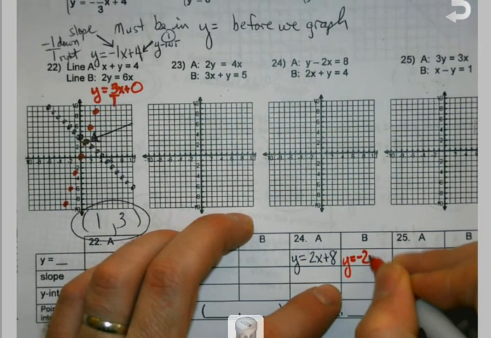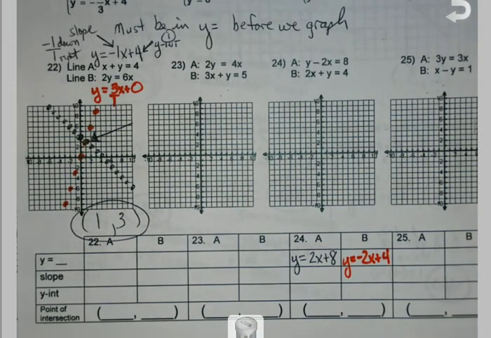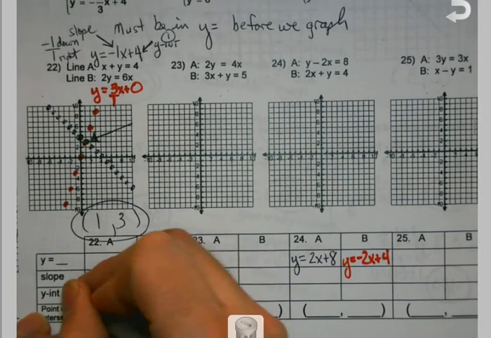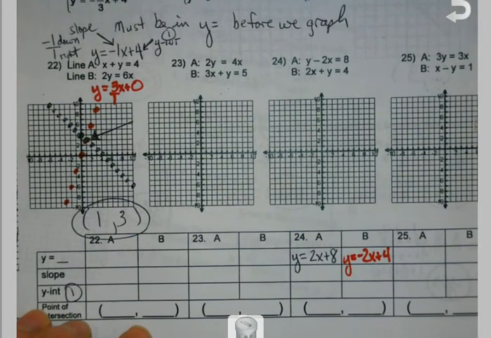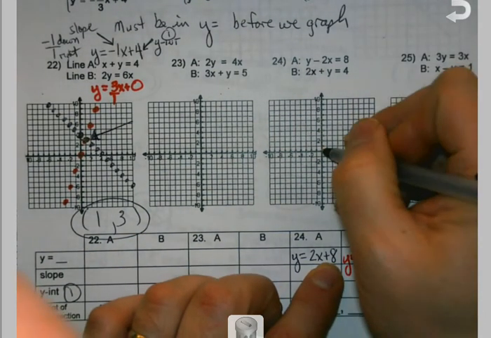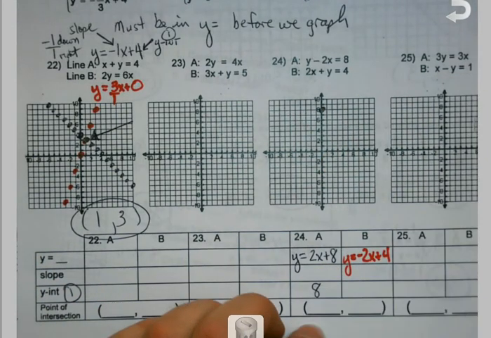So I'd have negative 2x plus 4. And those are the two lines I have to graph and see where they cross, if they do. So I'm always going to do my y-intercept first. On this one, that's at 8. So I'm all the way up here, because my y-intercept is 8.